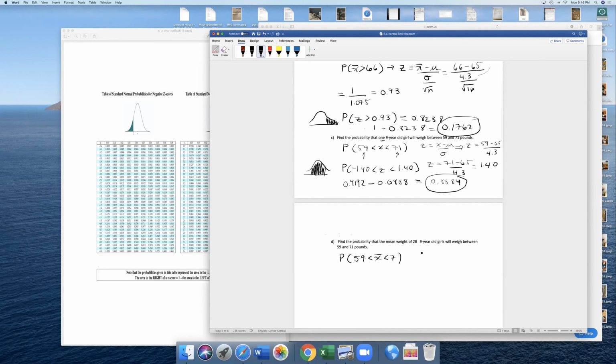Okay, so again, what we're going to do is use that second formula for Z, and that second formula for Z, I'll rewrite it over here.